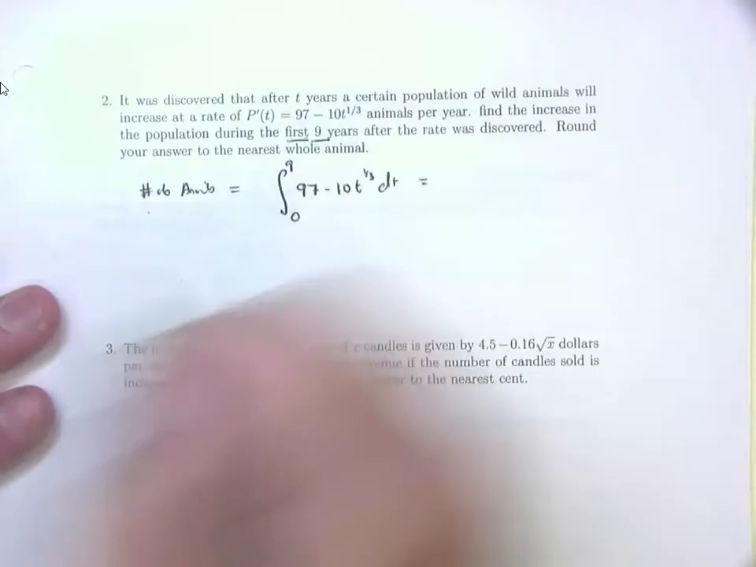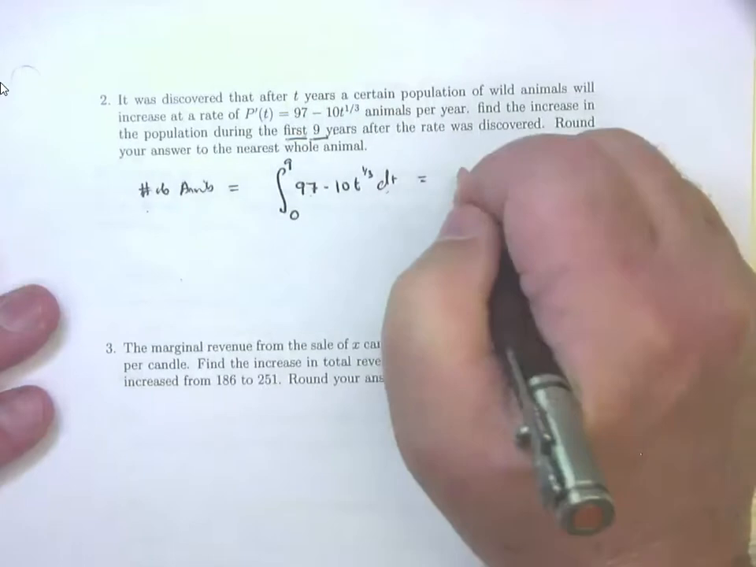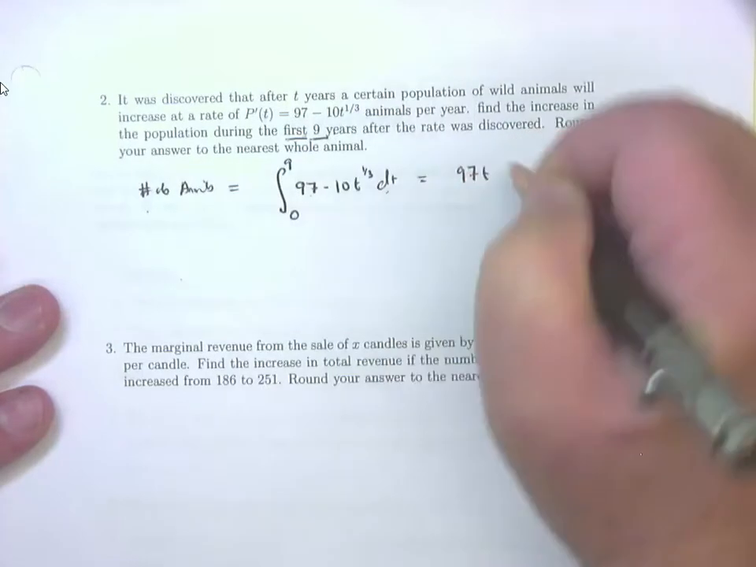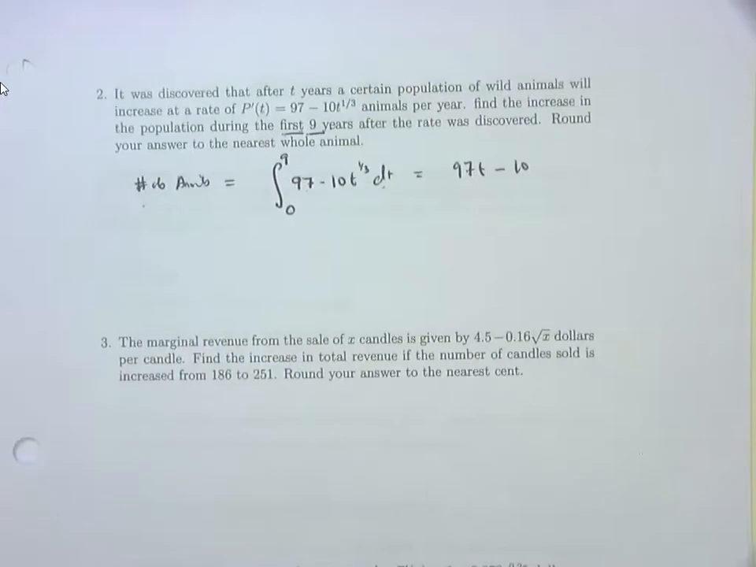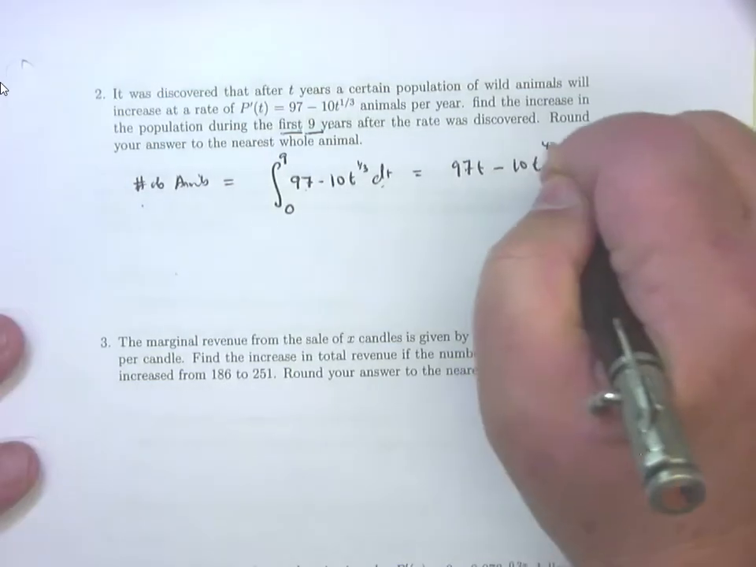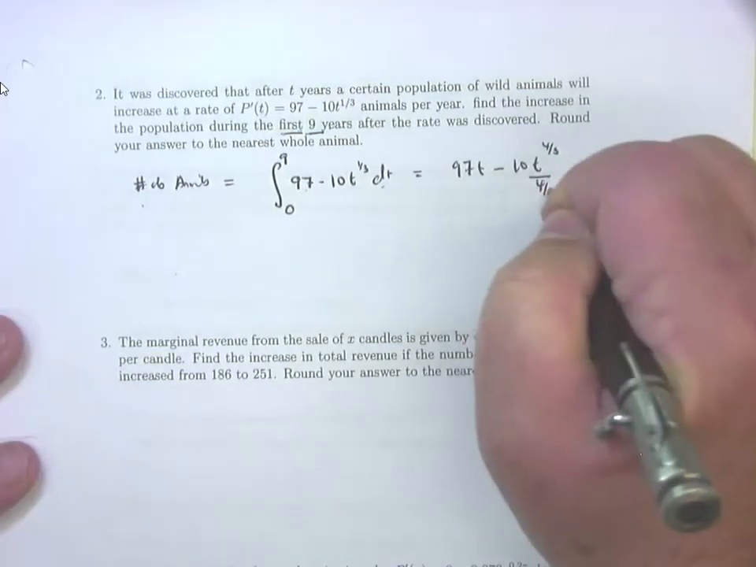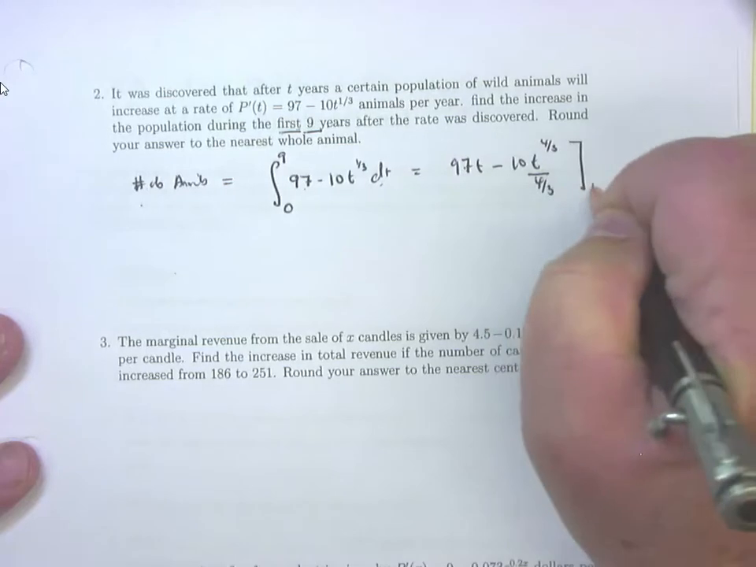So the integral of 97 with respect to t would be 97t. Minus 10 is a constant, hold over. What's the integral of t to the 1/3? Add 1 over add 1. 1/3 plus 1 is 4/3. That would be t to the 4/3 over 4/3, evaluated from 0 to 9.